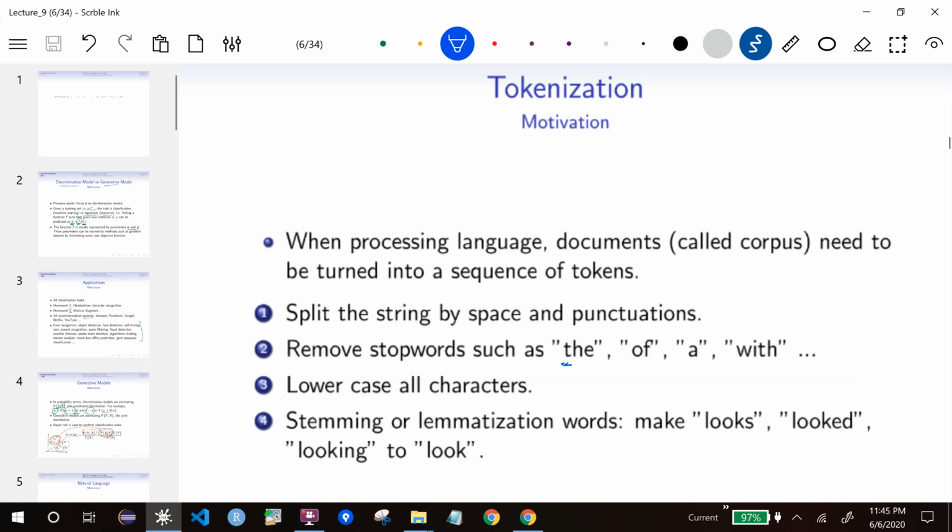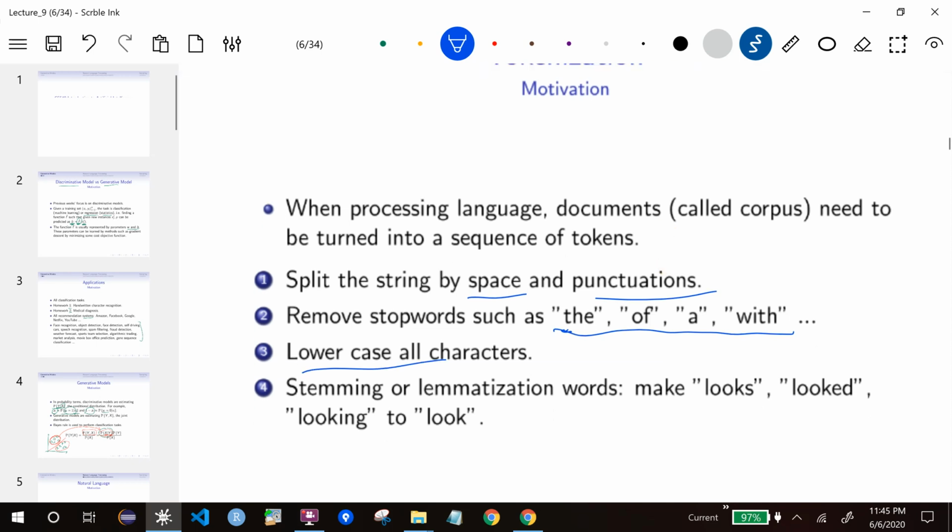But before that, we need to somehow clean up this document because there are spaces and punctuation that are not words, and there are words like "the" that we don't really care about. How many "the"s there are in a document doesn't matter. It has nothing to do with the content of the document. And of course, capitalization sometimes does matter. Sometimes "us" and "US" are different. But we assume that they are similar.